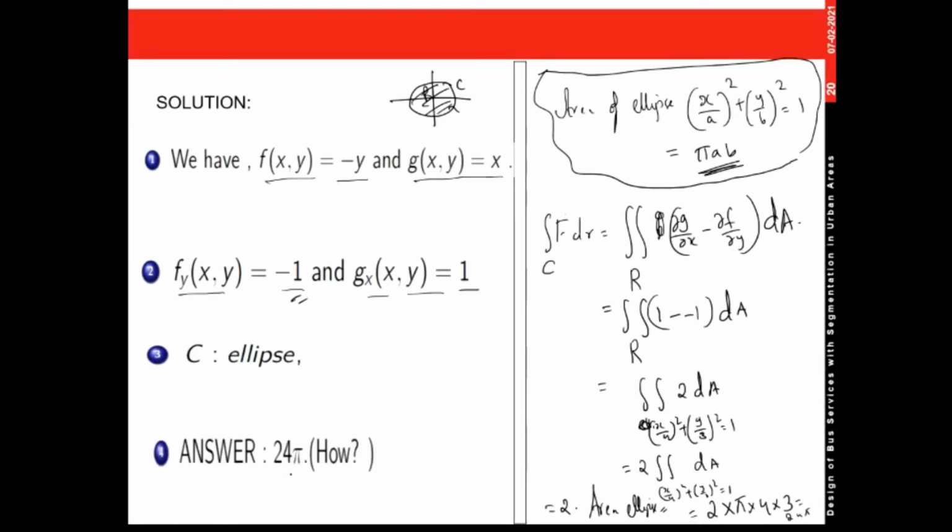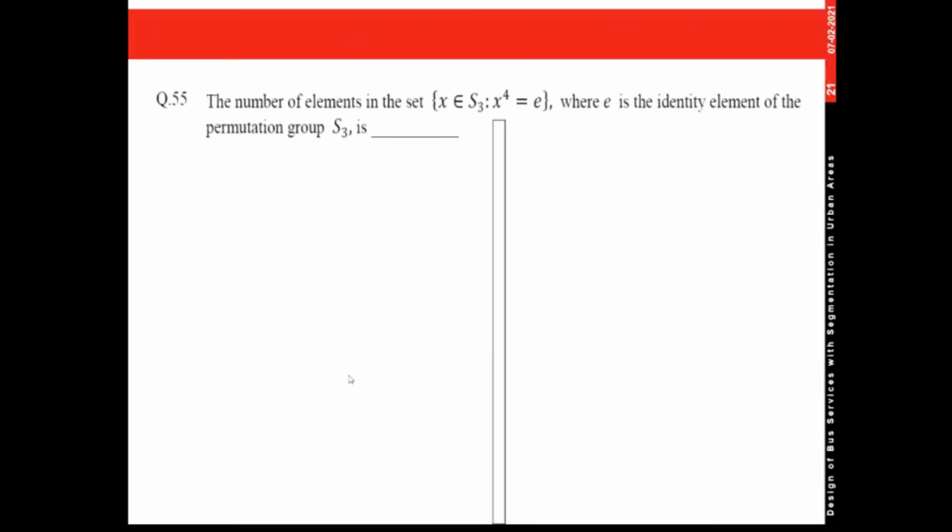24. I think you can use a calculator so that you can find the value of pi 24, and that is the answer. That question is also from vector calculus. Now another question is an easy question.